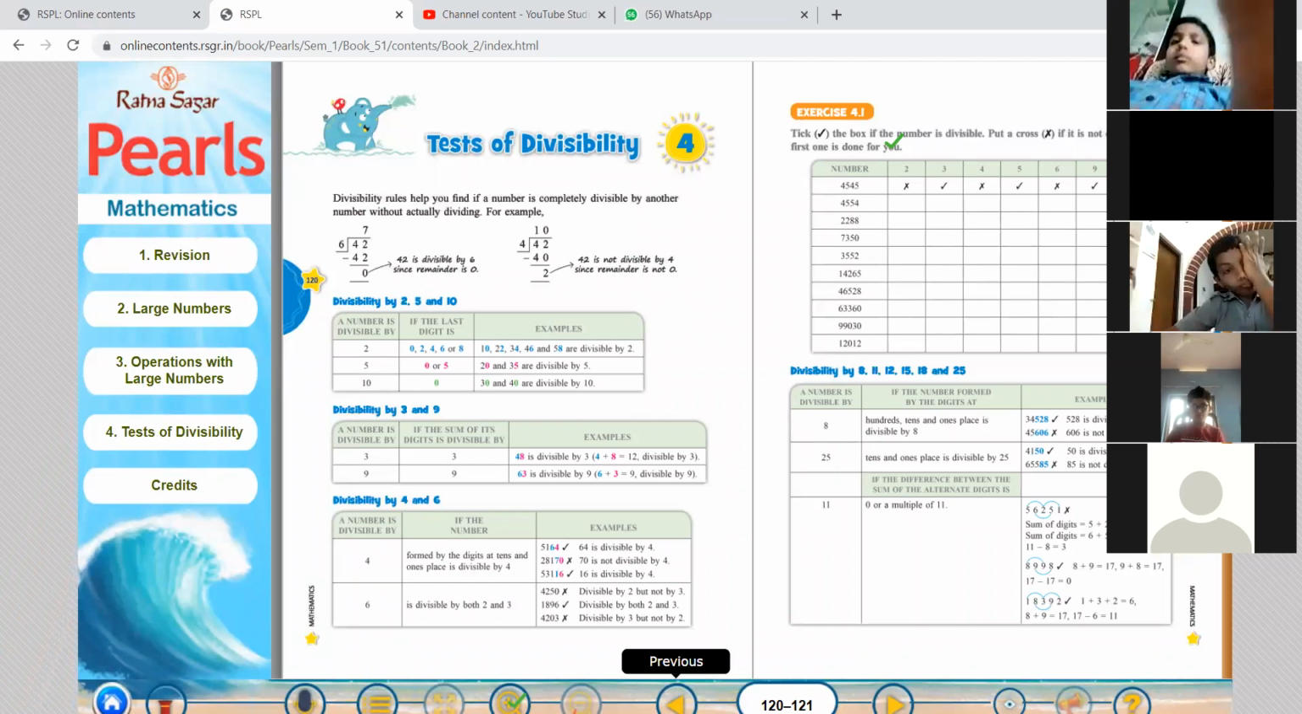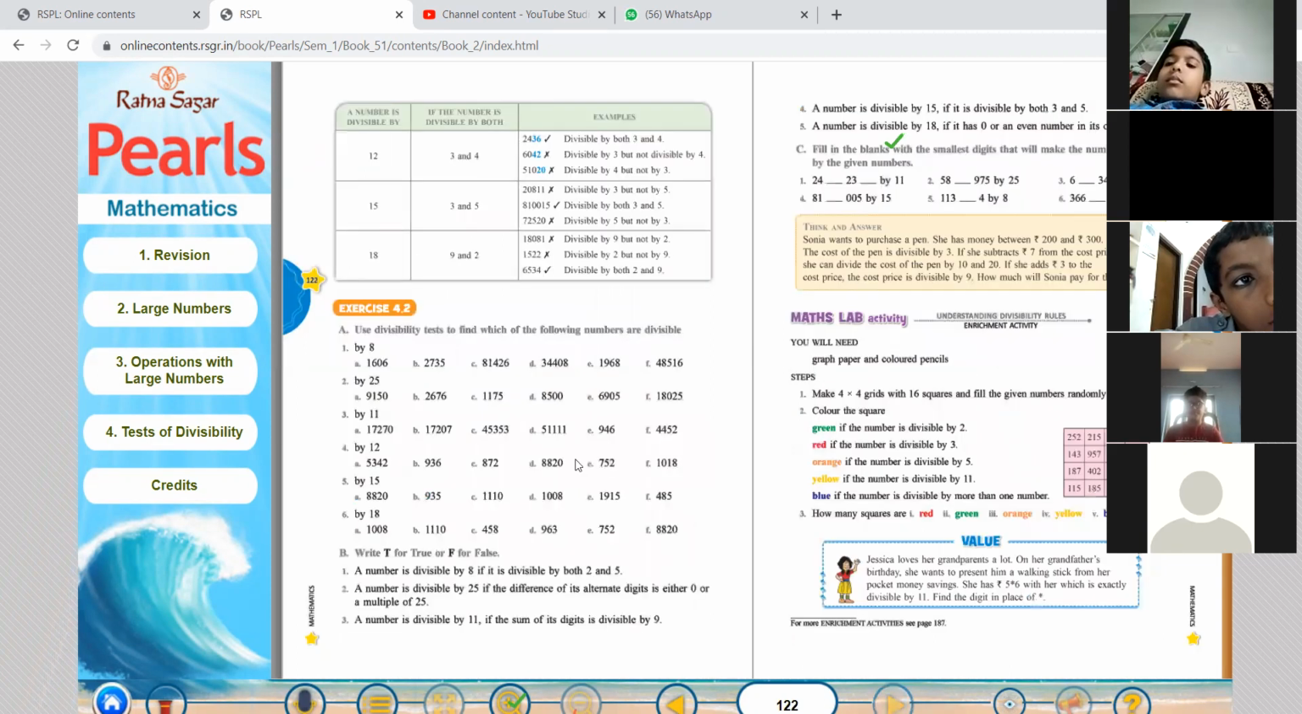And in the case of 11, if the difference between the sums of the alternate digits is... Did you remember the alternate digits? This is how we took the alternate digits, skipping one and taking the next. Then we find their sums, and if the difference of the sums is 0 or a multiple of 11, then what did we say? That number is divisible by 11.